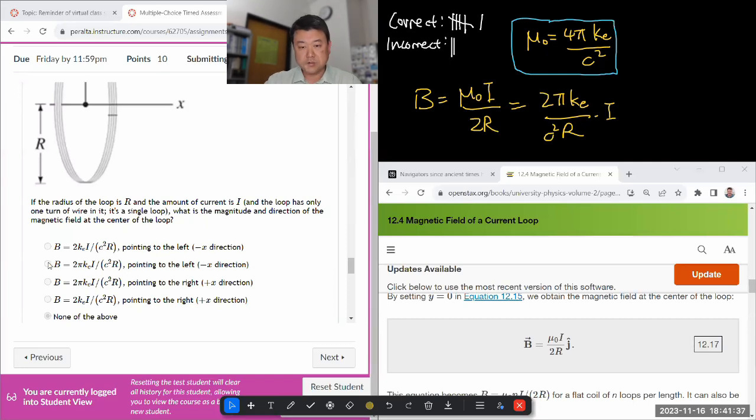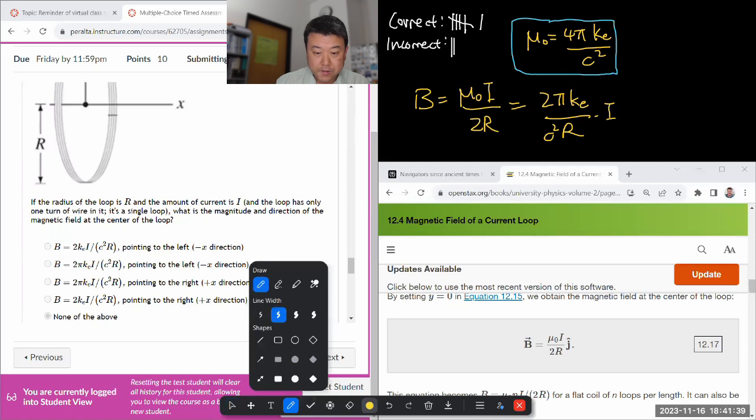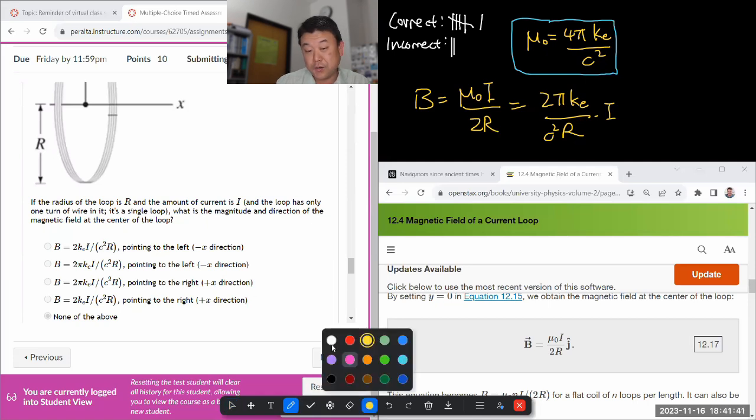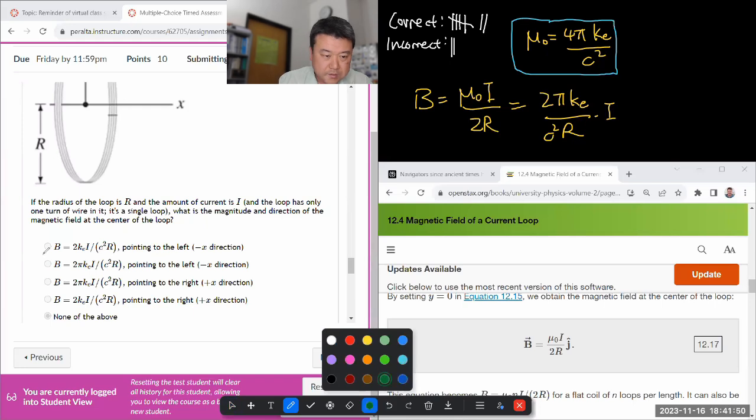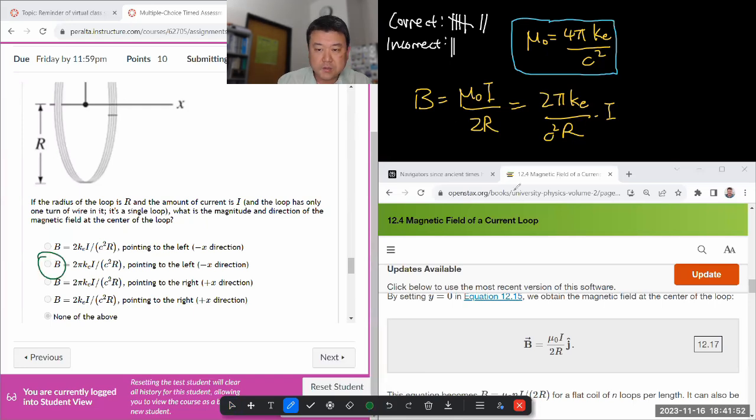That's the correct answer. So GPT actually really only got 60% because the next question said that there is no answer. So here the correct answer is again B. That gets you the correct magnitude and correct direction through application of the right hand rule. Yeah, field pointing to the left within the loop.